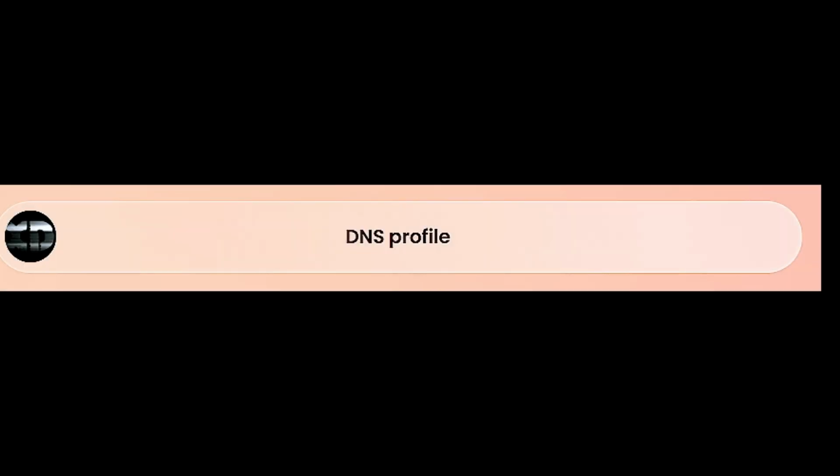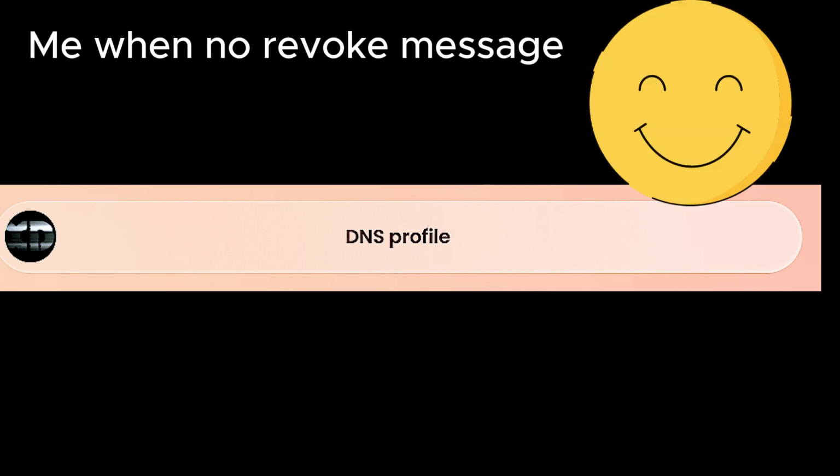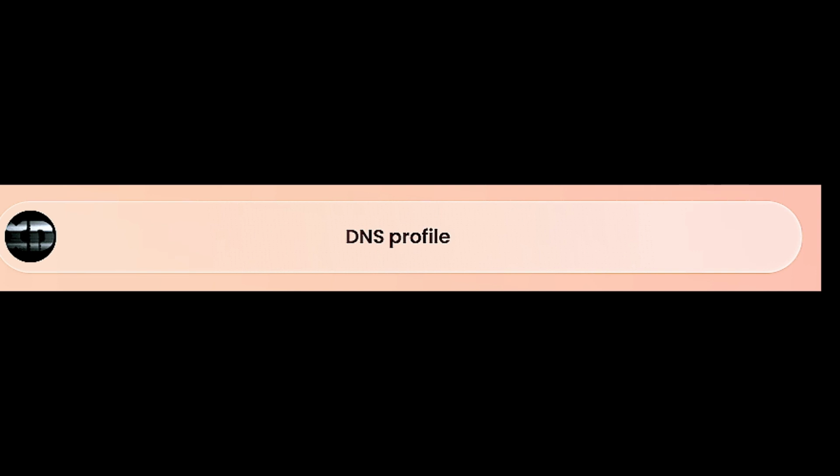Okay, let's move on. So now, to install esign, you're going to need a DNS profile. And I'm going to have all the links linked down in the description. A DNS profile basically allows you to open esign and install esign without being revoked. A DNS profile is also good to mask your identity because DNS profiles could also be used for ad block and proxies.